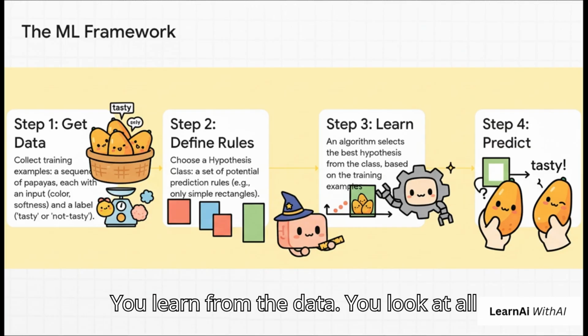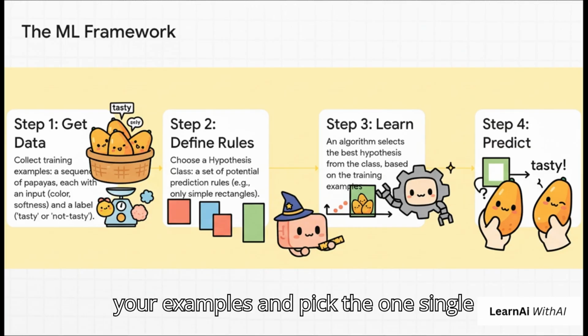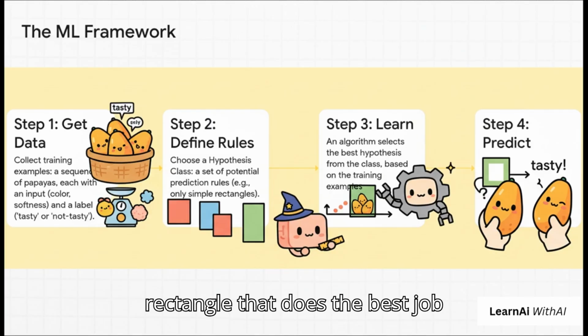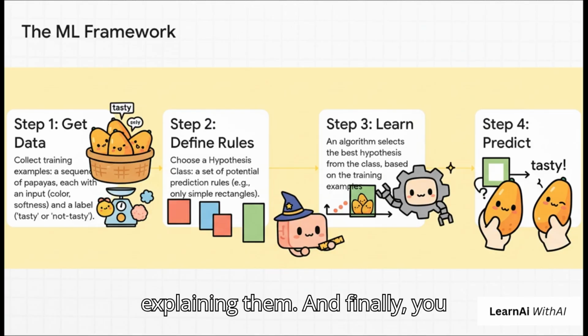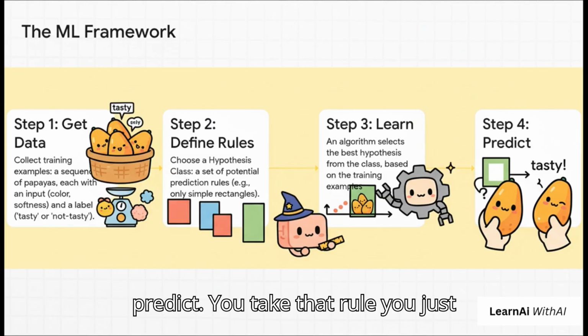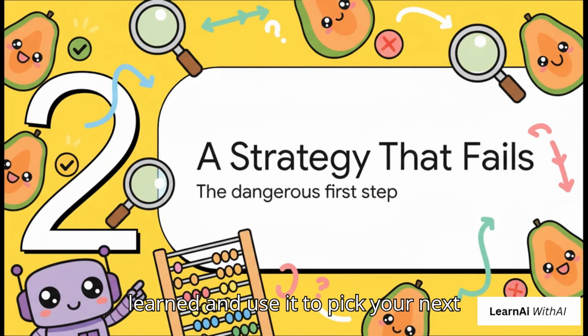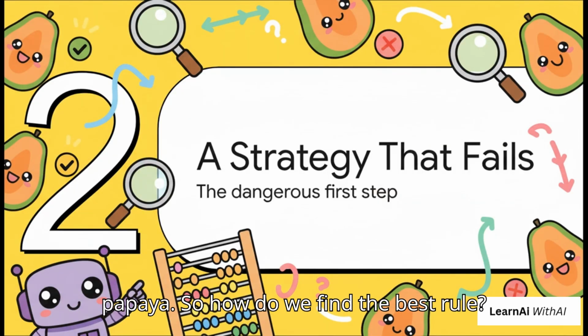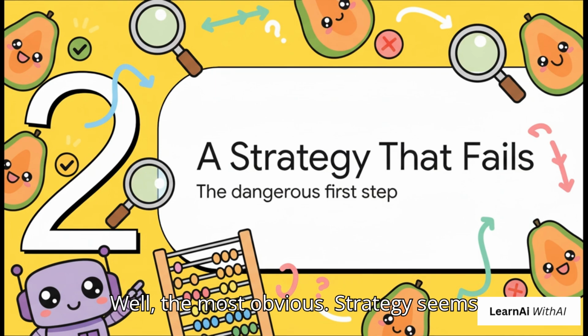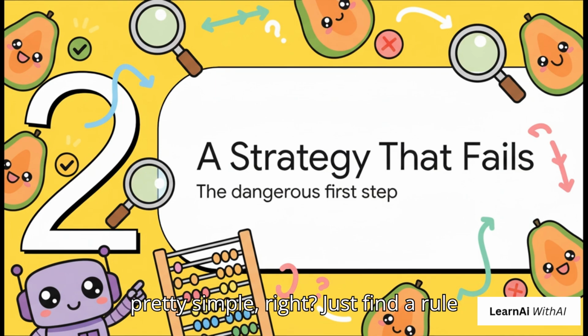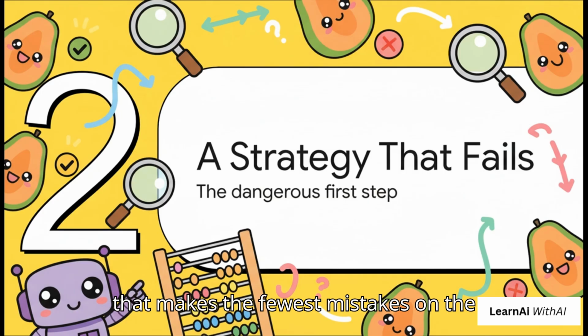Step 3, you learn from the data. You look at all your examples and pick the one single rectangle that does the best job explaining them. And finally, you predict. You take that rule you just learned and use it to pick your next papaya. So how do we find the best rule? Well, the most obvious strategy seems pretty simple, right? Just find a rule that makes the fewest mistakes on the papayas we've already seen.